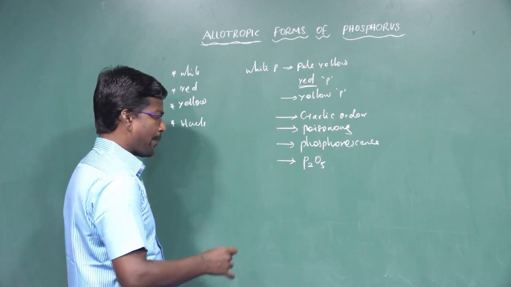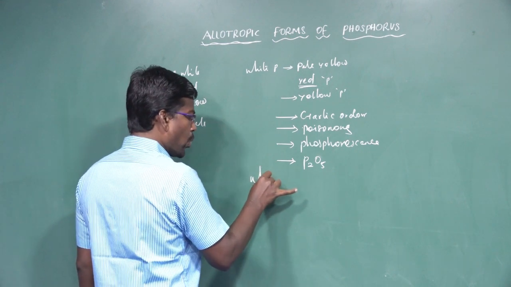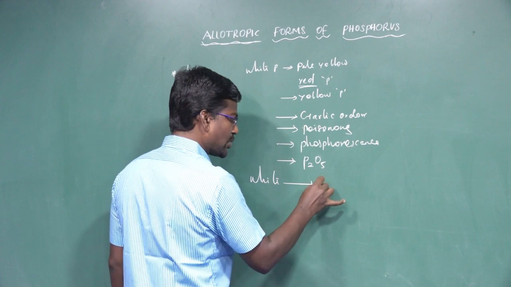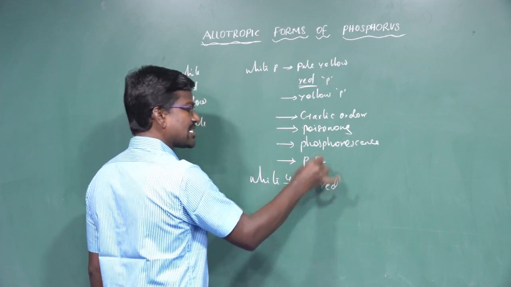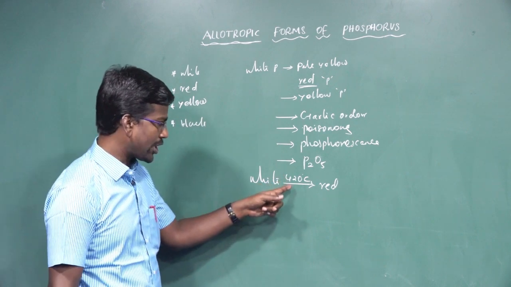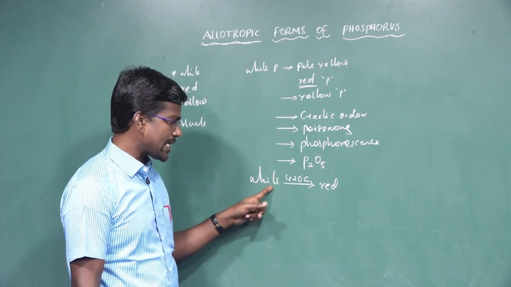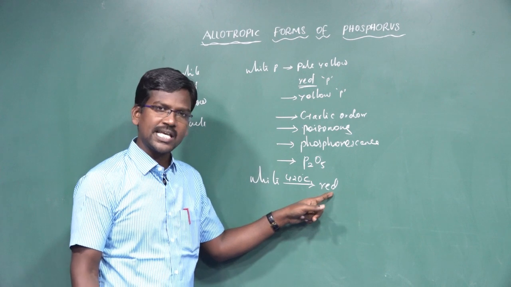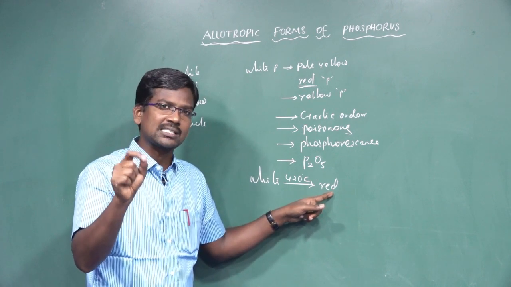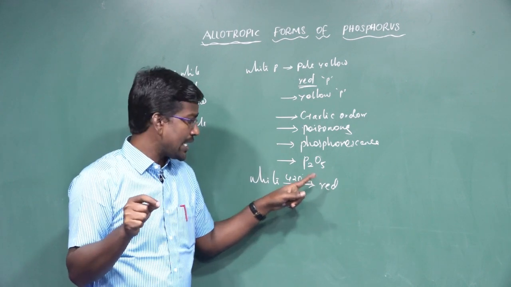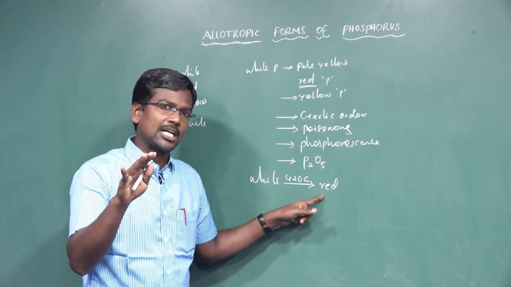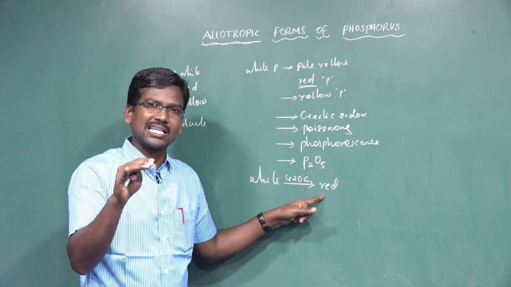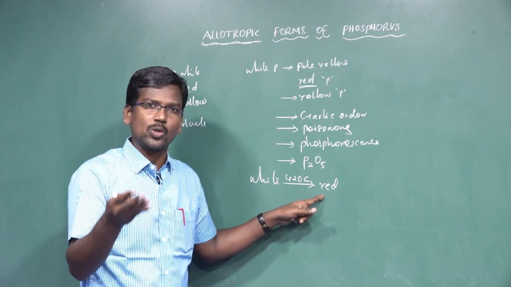Next, red phosphorus. White phosphorus can be changed into red phosphorus when heated at 420 degrees Celsius in the absence of air, oxidizing agent or light. Red phosphorus does not show phosphorescence, is not poisonous, and does not give the garlic odor.